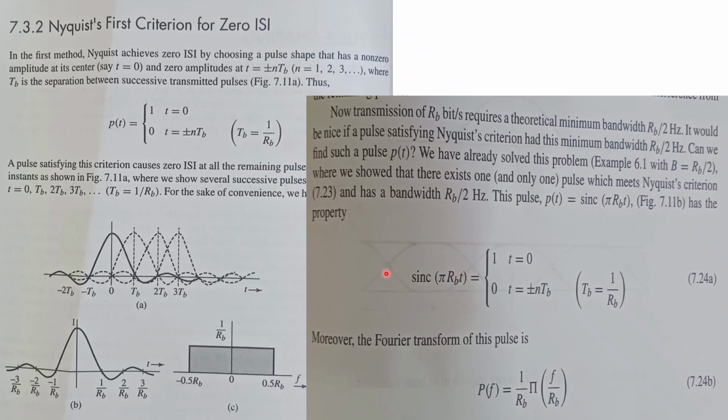So the sinc function, why is this the sinc function? These correspond to the rectangular functions. If you convert back with the inverse Fourier transform, you will get the sinc function. So the Fourier transform of this pulse, P of f, is equal to 1 by RB times pi of f by RB. This is in the frequency domain, and this is in the time domain corresponding to the sinc function, right? So both are representing the mathematical equation for the sinc function.